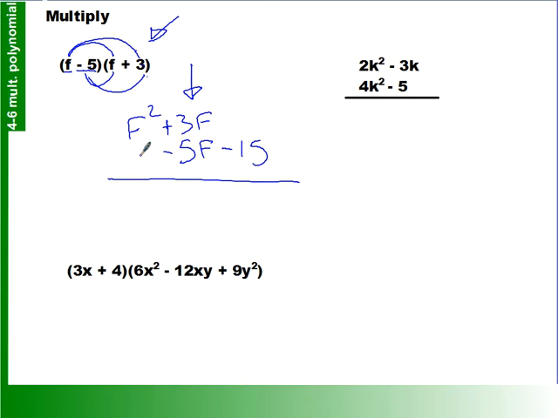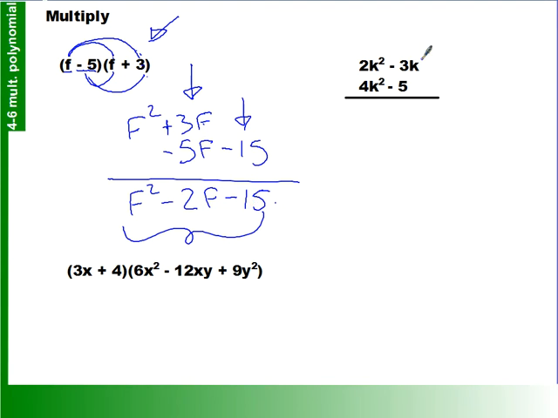F squared has nothing similar, so we just end up with f squared. 3f minus 5f is going to be negative 2f. Because if I have 3 f's and I take 5 away, I have 2 negatives. Perfect. And I have nothing for this negative 15 to combine with, so this is what I've got. So if I multiply two binomials together, and the variables are the same, I'm going to end up with a trinomial. Tri meaning 3, 1, 2, 3, nomial meaning terms.